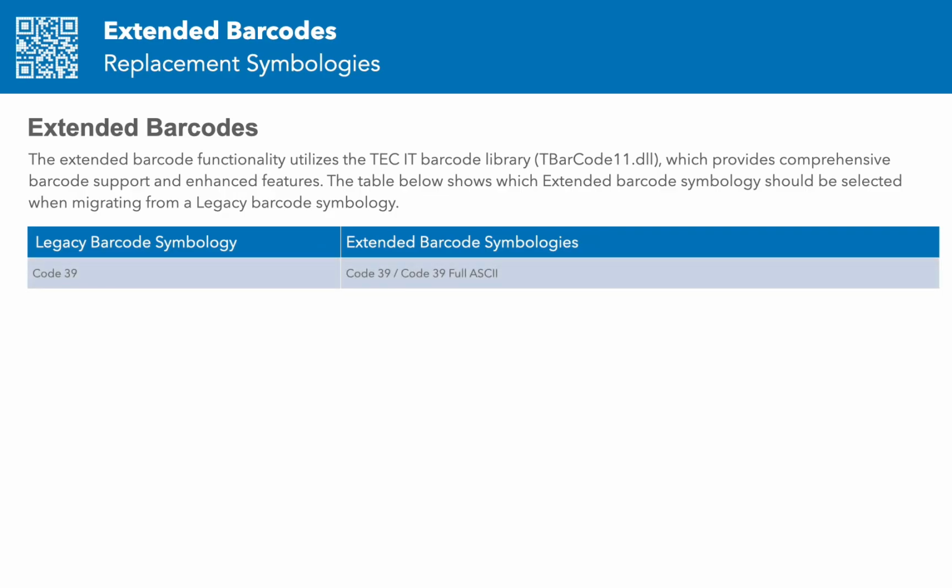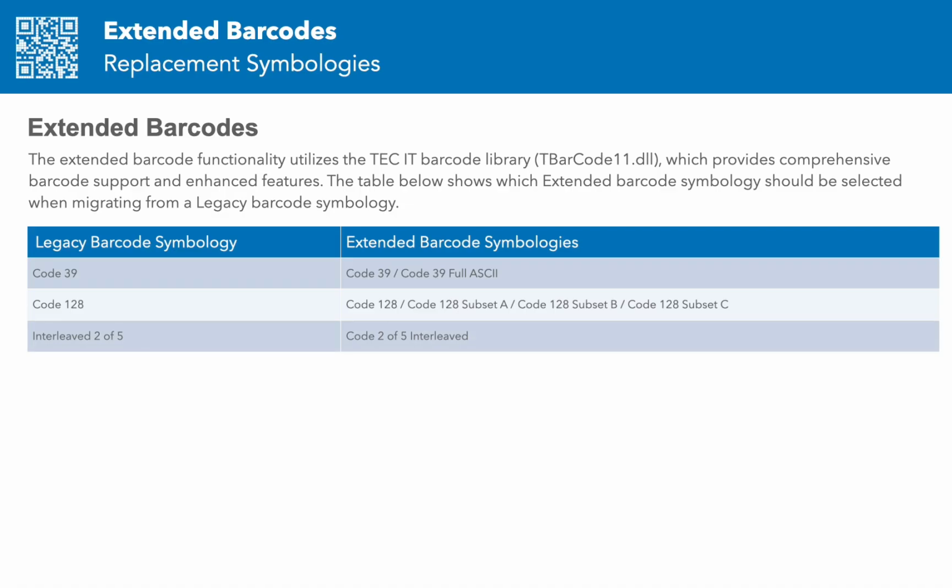Code 39 can be replaced by Code 39 or Code 39 Full ASCII. Code 128 can be replaced by one of the following symbologies: Code 128, Code 128 subset A, Code 128 subset B, which is the subset used in the legacy version, or Code 128 subset C. However, Code 128 should be fine, but we strongly recommend that you print and check that the barcode content reads as before. Interleaved 2 of 5 is replaced by 2 of 5 Interleaved.